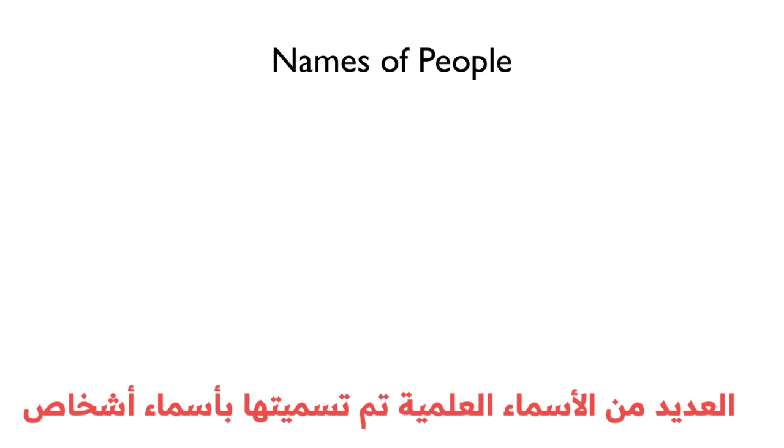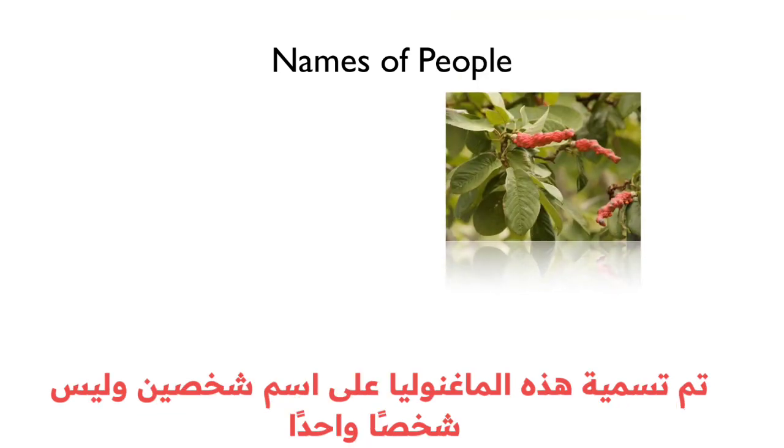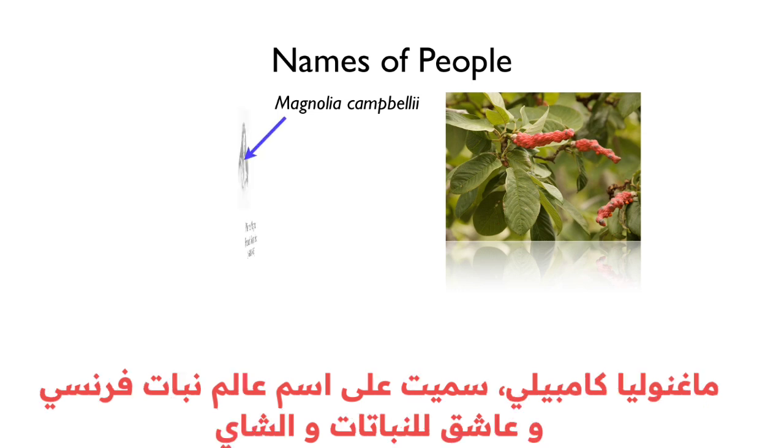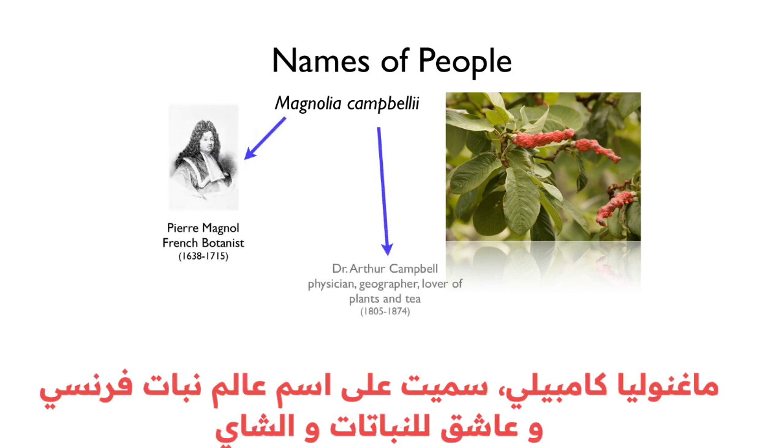Many scientific names are named for people. This magnolia is named for not one, but two people. Magnolia campbellii, named for a French botanist and a lover of plants and tea.